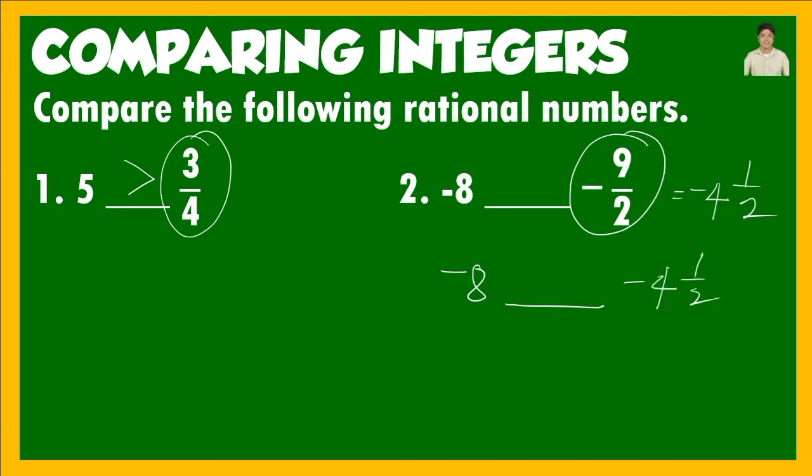Okay. So, ngayon, anong inequality symbol ang gagamitin natin? Tandaan natin na yung mas maliit ang value or mas malapit yung number in negative integer dun sa 0, siya ang mas mataas na value. Alin na mas malapit? Negative 8 o yung negative 4 and a half? Yung pong negative 4 and 1/2. Therefore, yung inequality symbol na gagamitin natin dito is less than. Mas mababa po ang value ng negative 8 kesa sa negative 4 and a half.